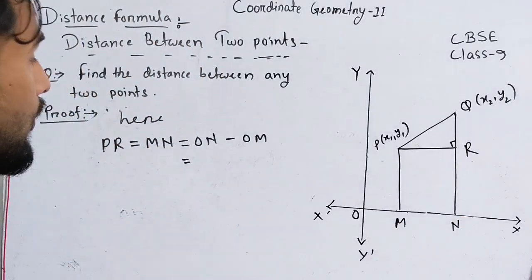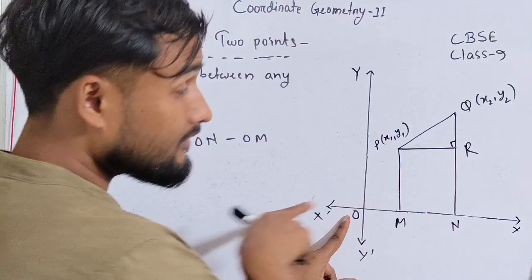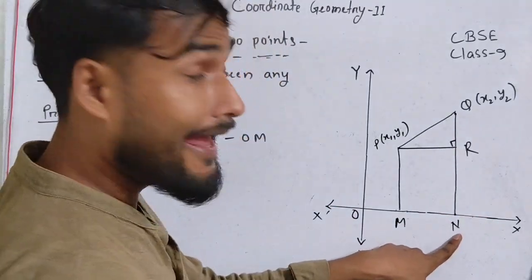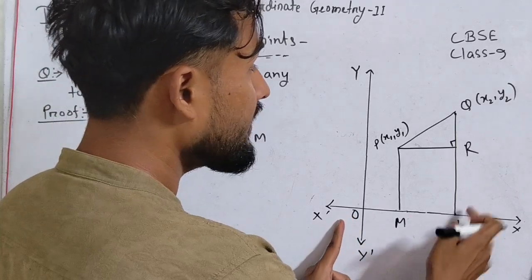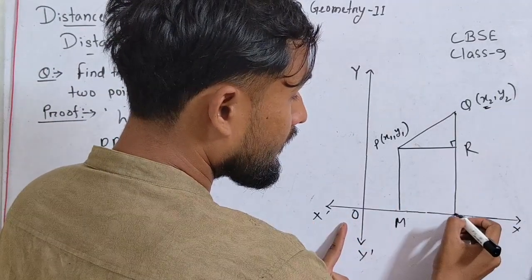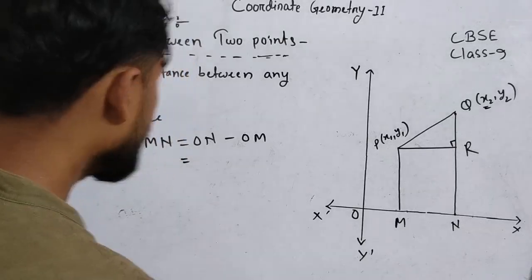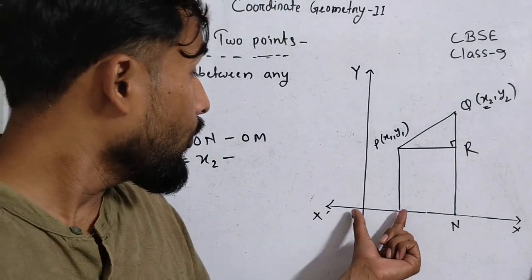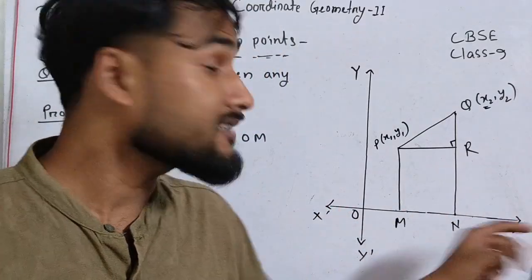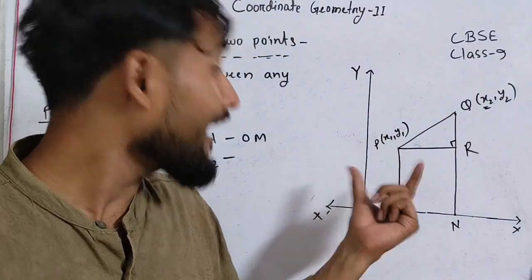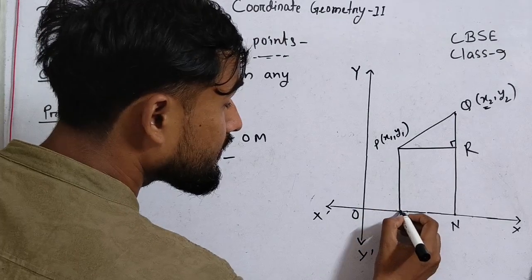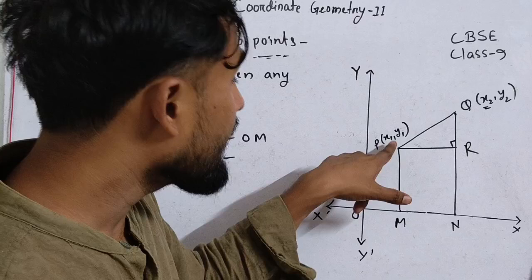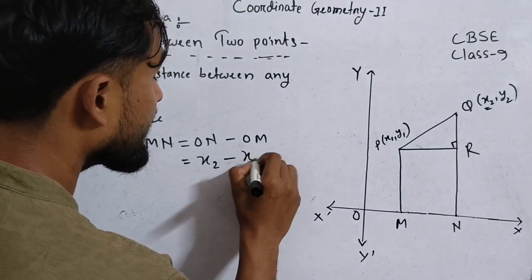Now let's see. ON means the distance along the positive direction of the x-axis. Since here is a point, the x coordinate will come. ON will be the x coordinate, let's say x2, minus OM. How shall we write OM? OM, since it is along the positive direction of the x-axis, we can take the x coordinate. How much is the x coordinate here? Since here is the point P(x1, y1), the x coordinate is x1. That's why we can write x1 here.